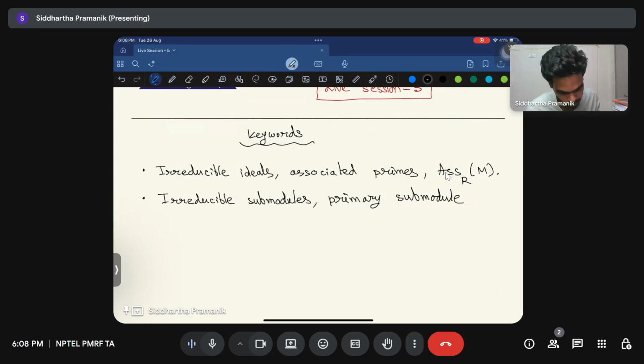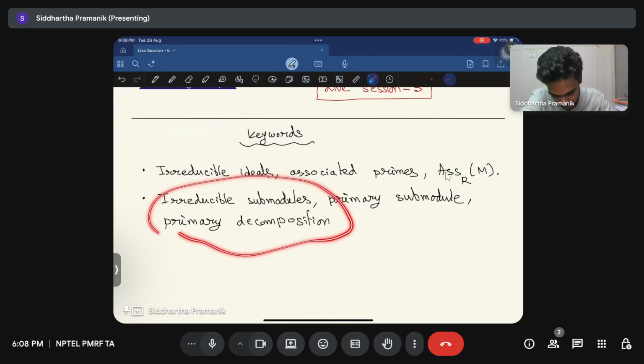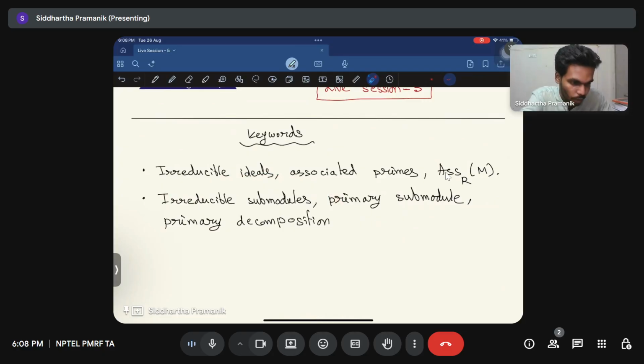And after defining primary submodule, we have defined primary decomposition of modules. Then we have proved a couple of properties or theorems, like when primary decomposition exists and some kind of uniqueness, and uniqueness of primary components related to the minimal primes or isolated primes. Those are proved by just using localizations and those things.